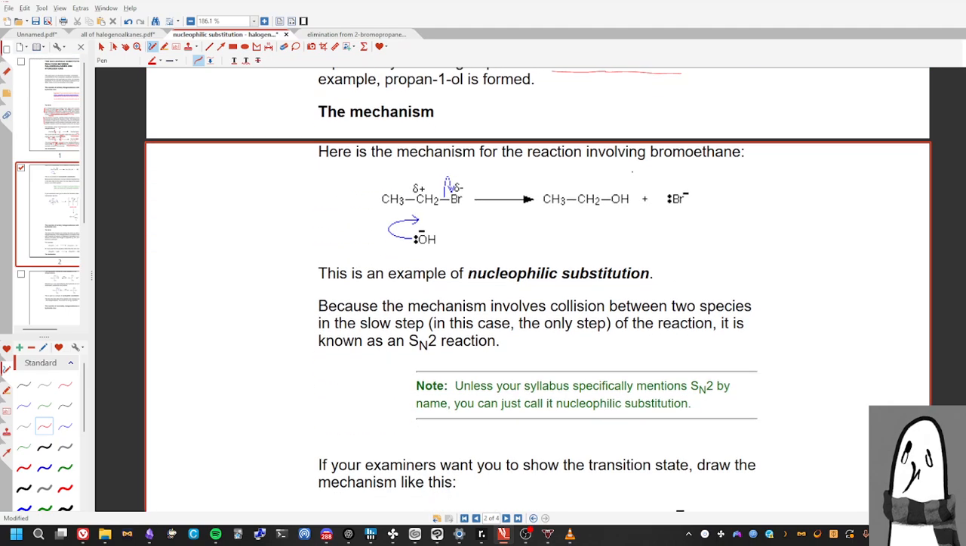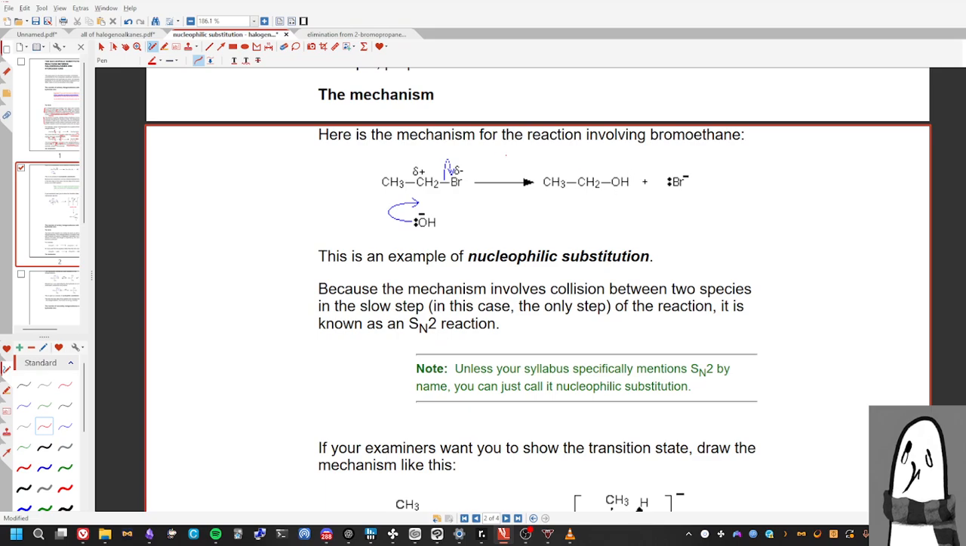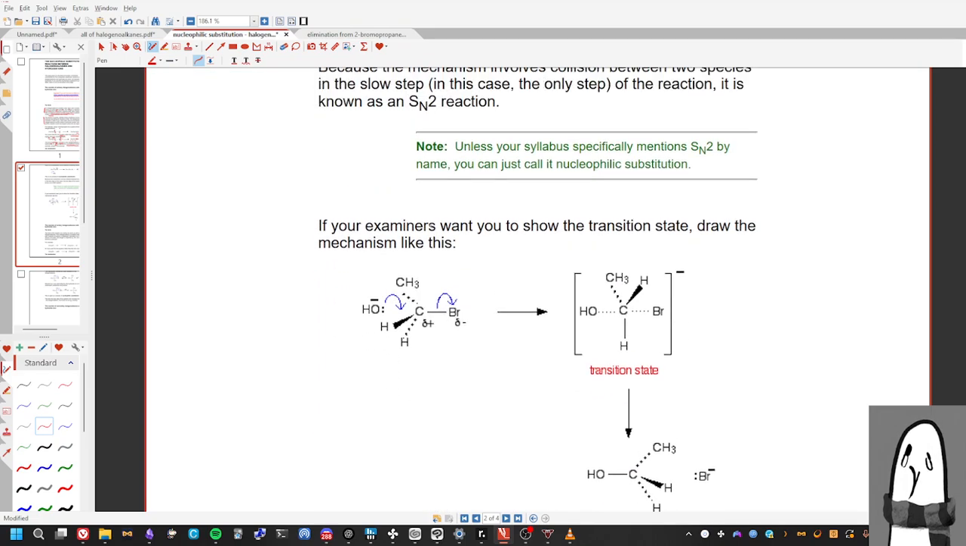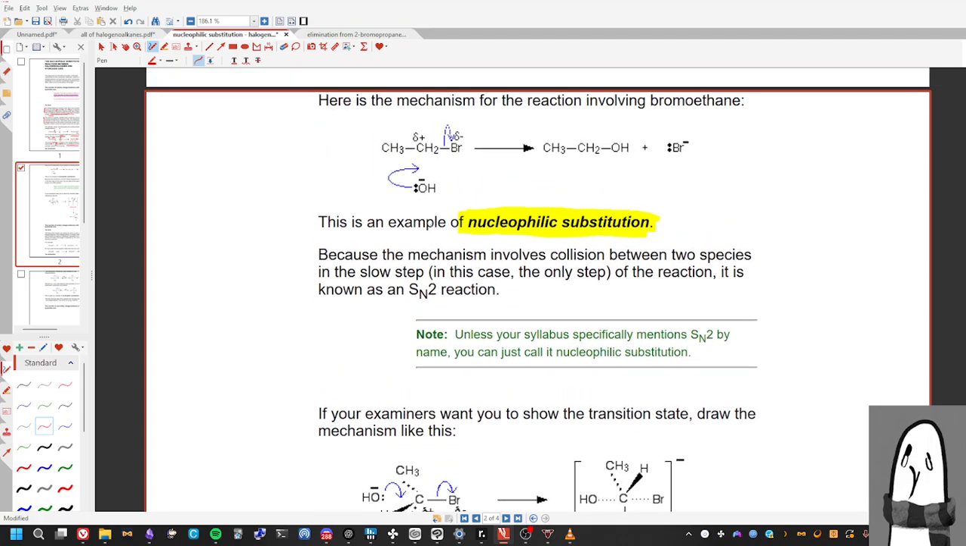Over here, the mechanism. So we're saying the mechanism involving bromoethane. This is an example of nucleophilic substitution. Please do not forget the names. This is very important, super important. Now, just look at what's going on here. Actually, I think they're going to explain to you what's going on. Oh yes, SN2. My class just talked about this.